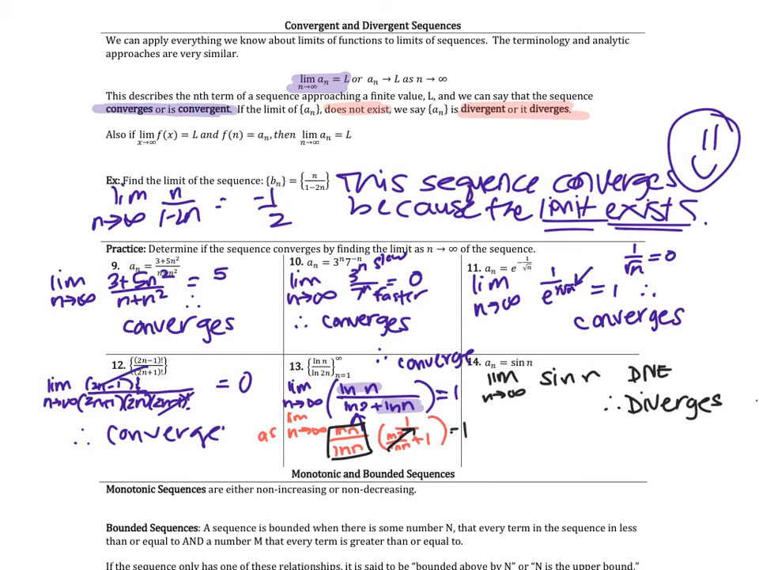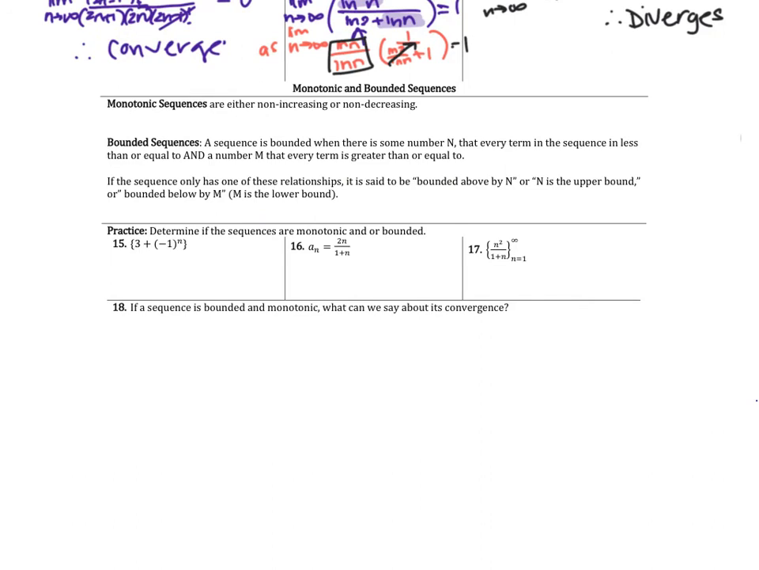All right, we're going to wrap up with just a little tiny bit more vocabulary, which should mostly be review, about monotonic and bounded sequences. So a monotonic sequence is a sequence that is either non-increasing or non-decreasing. And what I mean by that is it's either always increasing or it's always decreasing or it's always constant. So monotonic meaning, mono meaning one, only one behavior is happening. So it's always increasing, for example, 1, 2, 3, 4, 5 would always be increasing. Or it's always decreasing, 5, 4, 3, 2, 1.